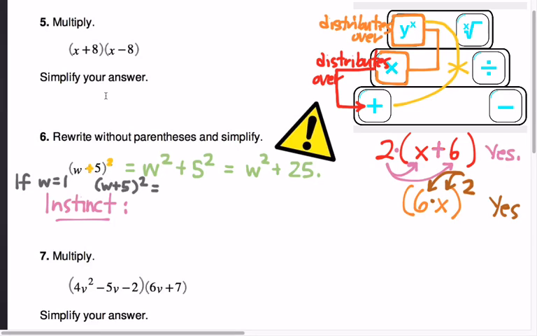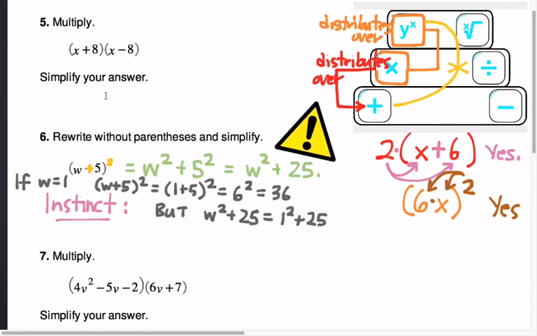Yeah, but I want to use this specific value for w for a minute. Right, so this is going to be 1 plus 5 squared, and using the order of operations, we're going to add the 1 and the 5 first, because it's inside the parentheses. And what's 6 squared? 36. On the other hand, what's w squared plus 25 if w is equal to 1? Yeah, 1 squared plus 25. 1 squared is 1. And 1 plus 25 is 26.